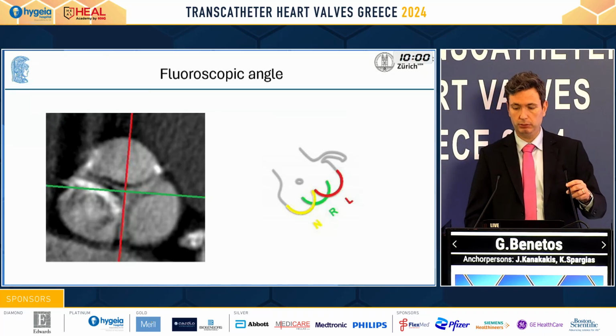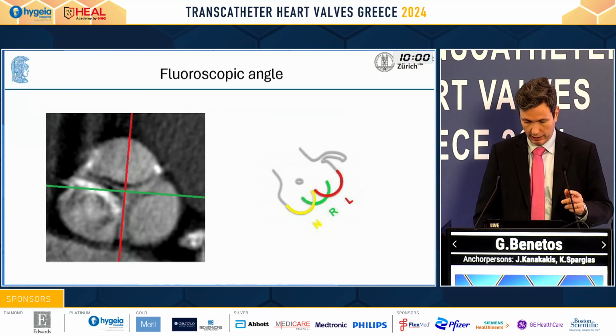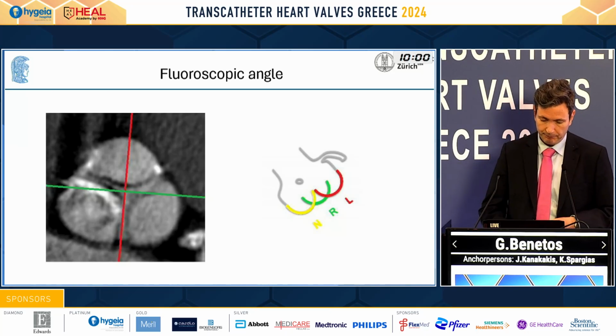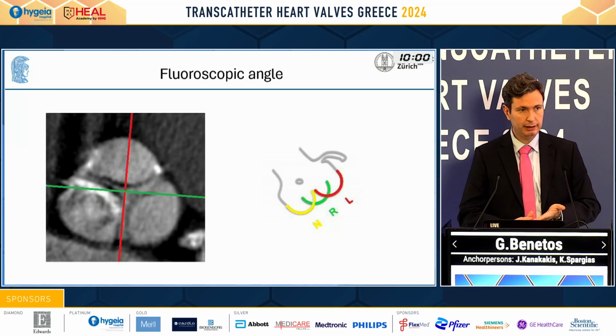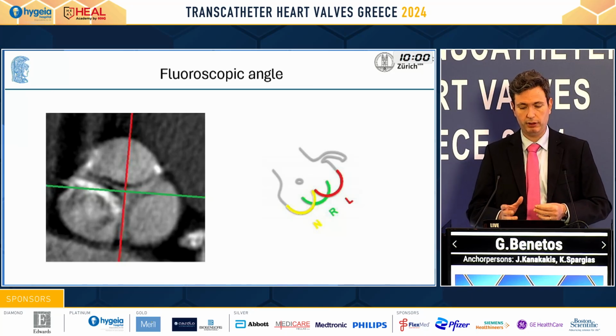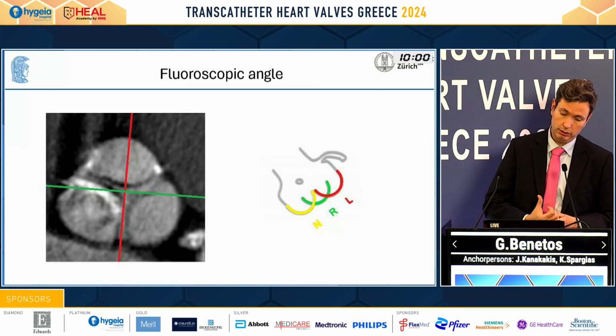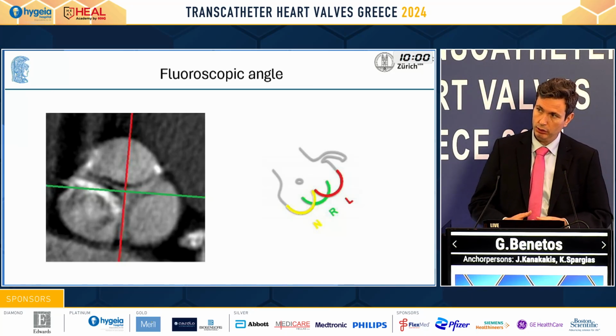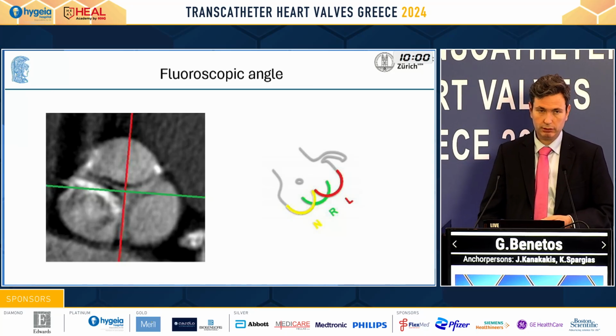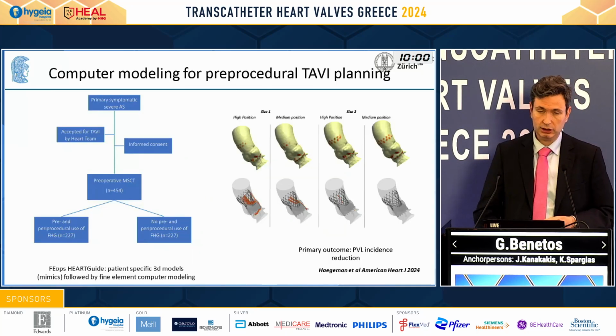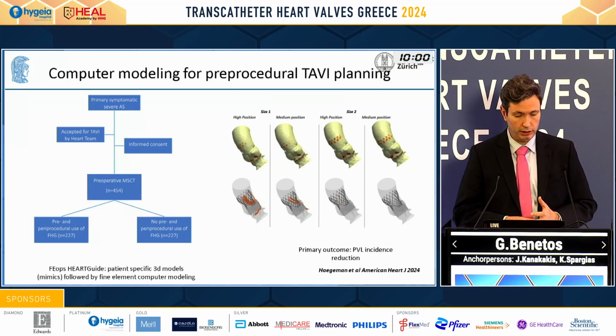Another measurement that we mention in our report is the fluoroscopic angle. We delineate the commissure between the left and non-coronary cusps in order to bring the three coronary cusps to the same level and guide the interventional cardiologist to the best fluoroscopic angulation.